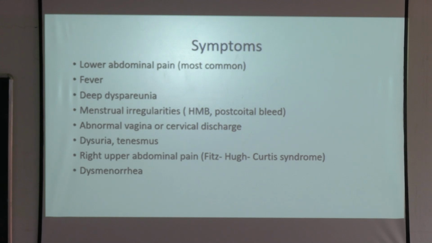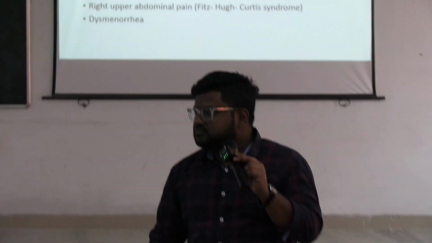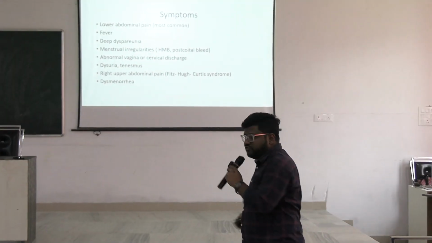How does a PID patient present to you? A PID patient mainly presents with lower abdominal pain and fever. Any sexually active woman of reproductive age presenting with lower abdominal pain and fever, along with any of the other symptoms: dyspareunia, menstrual irregularities. Anyone knows what dyspareunia is? Pain during sexual intercourse. Your menstrual irregularities, cervical or vaginal discharge, or dysmenorrhea.